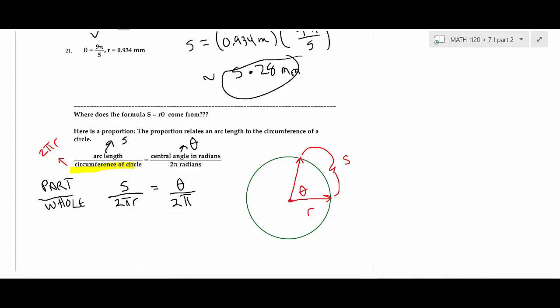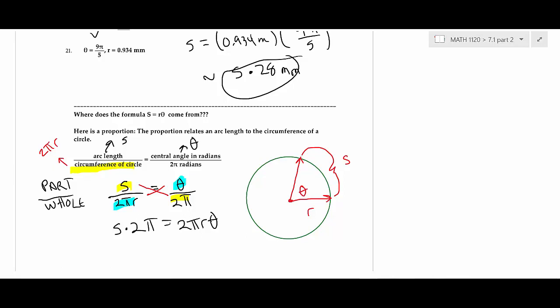Probably the most likely way you've learned how to solve an equation like this is to cross multiply. So we can multiply those two things together, and then go this way and multiply those two things together. When we do that, we're going to have S times 2 pi is equal to 2 pi r times theta. Now, I want you to do one more step and then we're done. If you want to get S by itself, what do you do to both sides of that equation? You divide by 2 pi, right? You want that to go away.